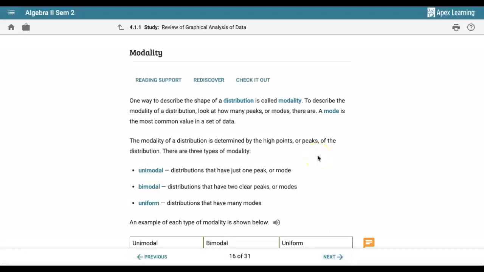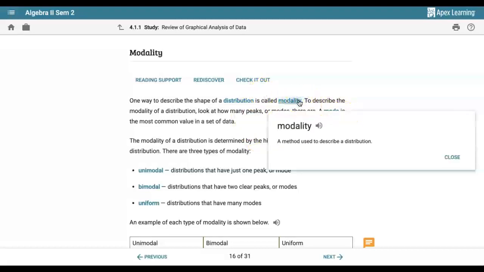All right, so the next thing is another one called modality. To describe the modality of a distribution, we look at how many peaks or modes there are. Again, it's a method to describe the distribution. So how is the data displayed? It's called modality.